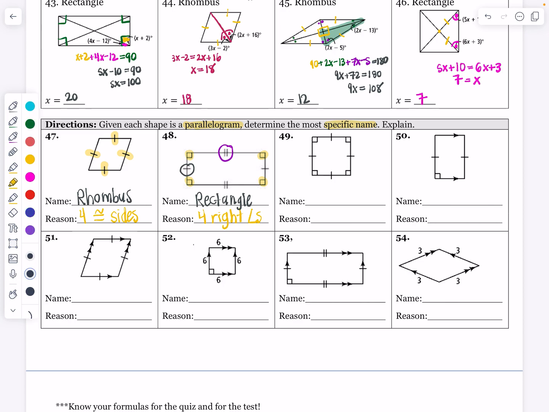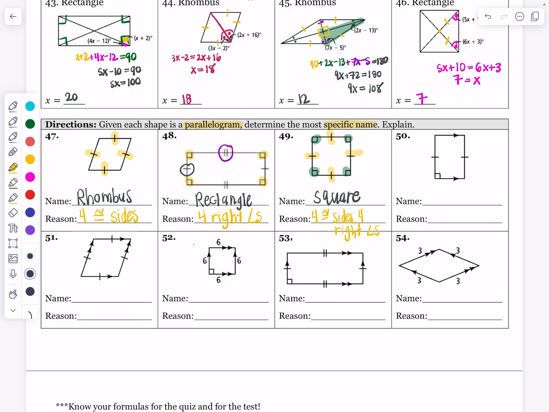Okay, in my next picture, I do have 4 congruent sides, but I also have 4 right angles, so I have both. So I'm going to write that in there. I have both 4 congruent sides and 4 right angles. So what shape is that? That is going to be our square. Most specifically, that is going to be a square.